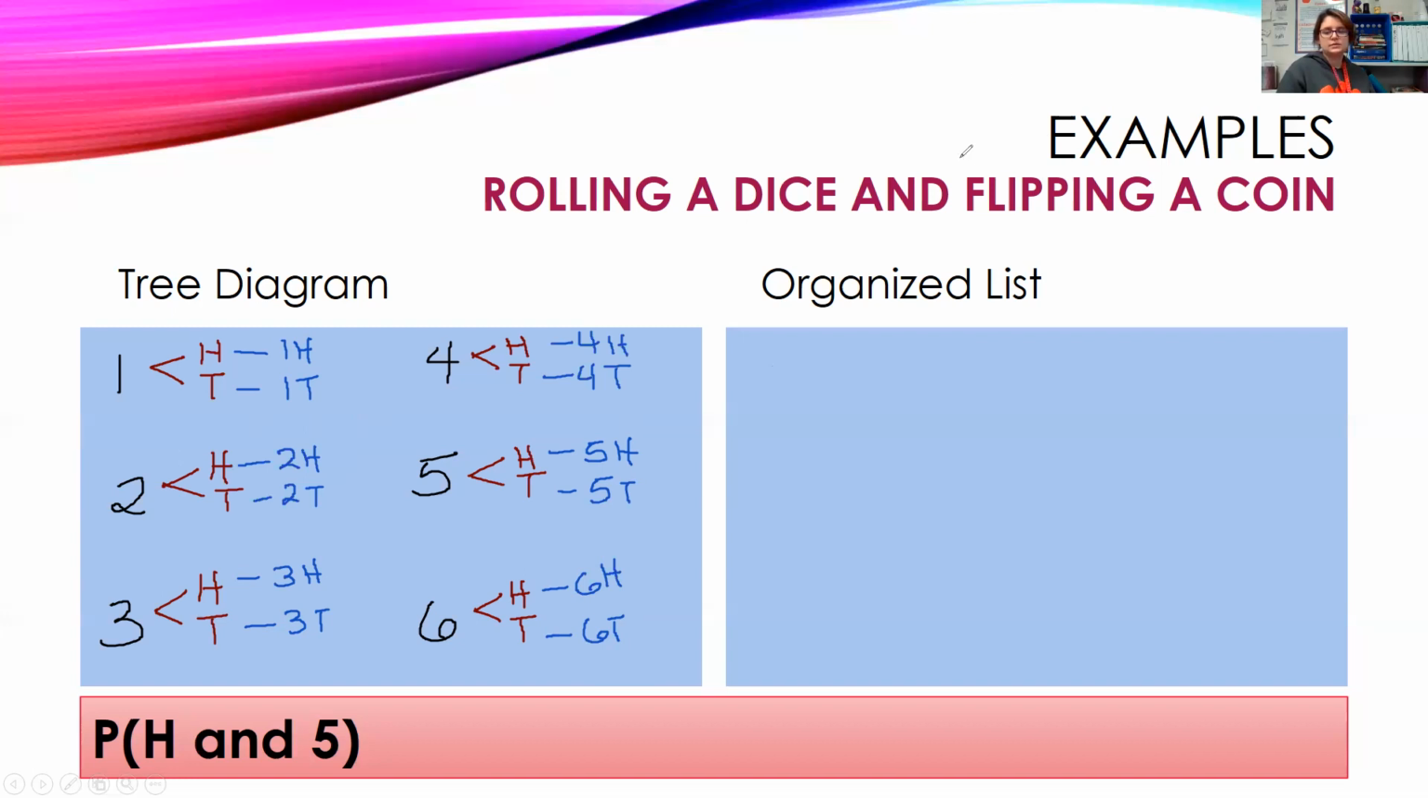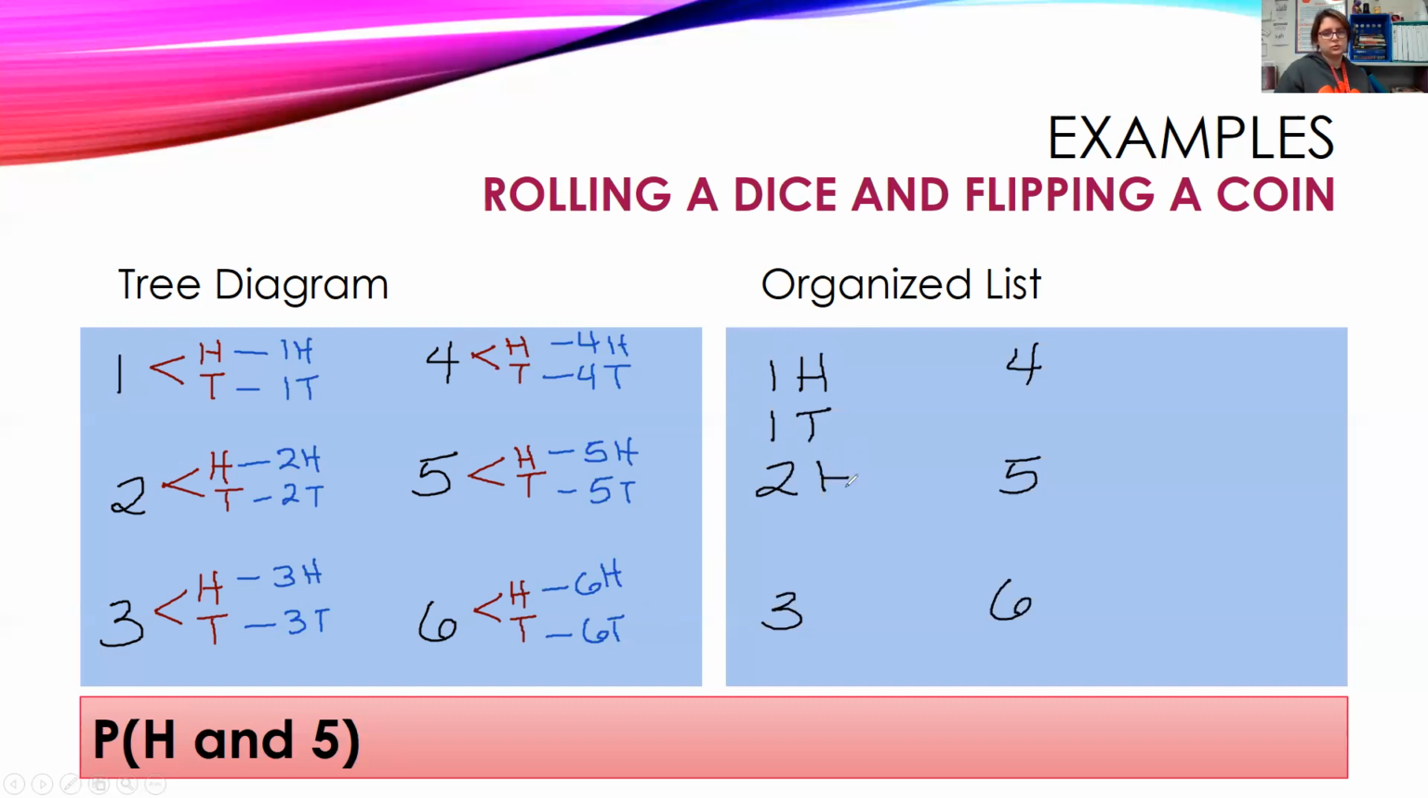The organized list is a bit different. I'm going to start the same way by listing all of my outcomes for my dice, and then we'll move to the coin. Okay, now I could get a 1 and a heads, or I can get a 1 and a tails.